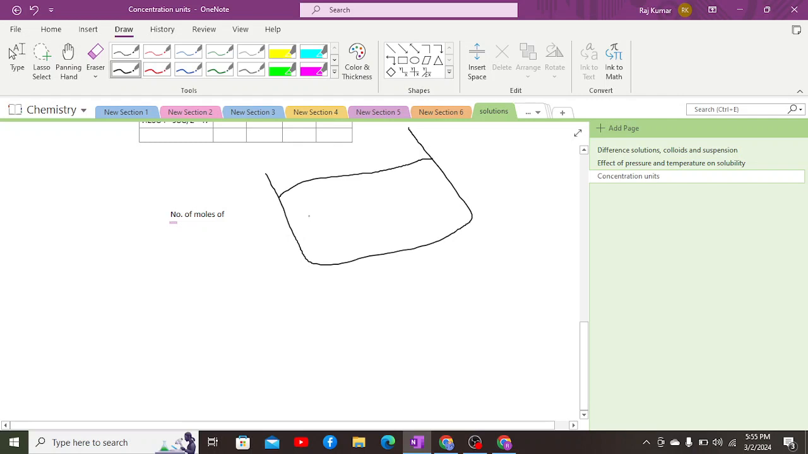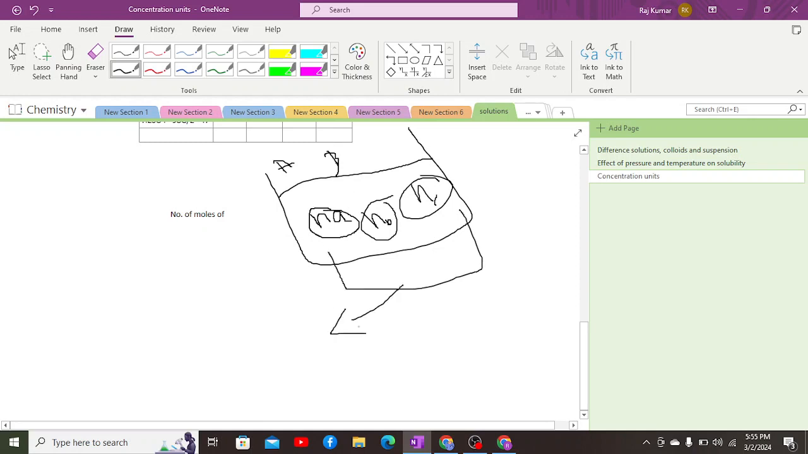So if we take a solution, and in that solution we have three components. These three components have their own number of moles, right? Component A has its number of moles as Na. Component B has its number of moles as Nb. Component C has its number of moles as Nc, right? So these moles constitute a homogeneous mixture, which is known as a solution, right?